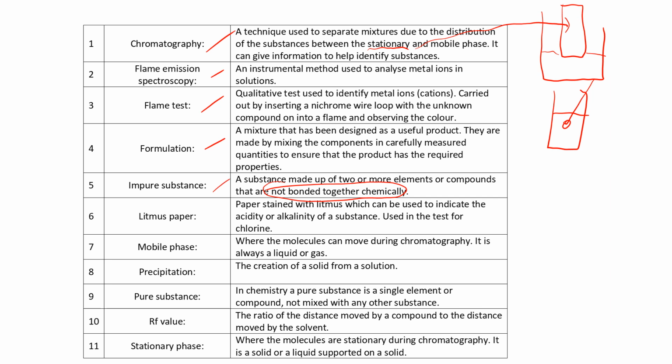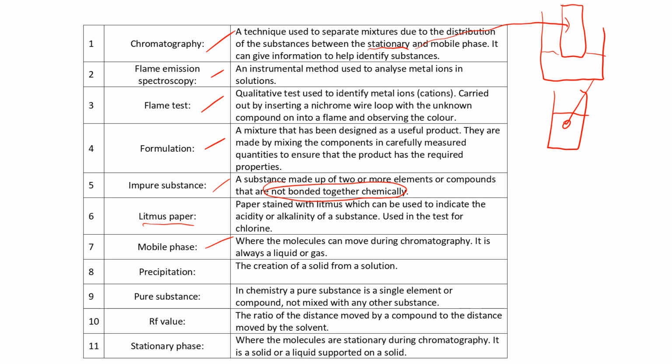Litmus paper: paper stained with litmus that you can use to indicate the acidity or alkalinity of a substance, and used for tests for chlorine, where it kind of bleaches the blue or the red litmus paper. Mobile phase: where the molecules can move during chromatography, it's always a liquid or a gas. Okay, that's the mobile phase.